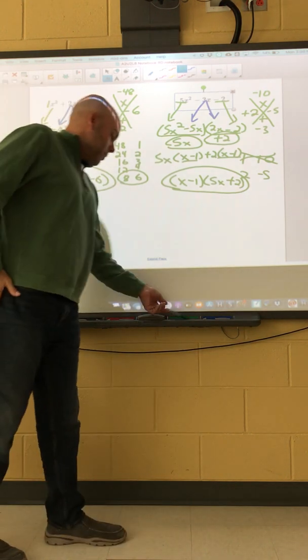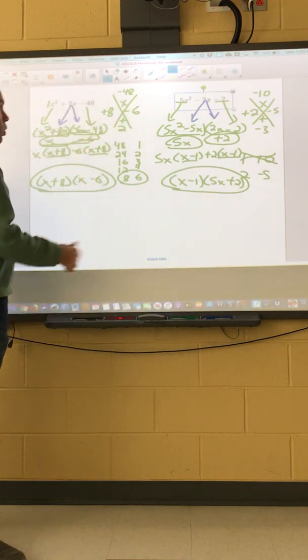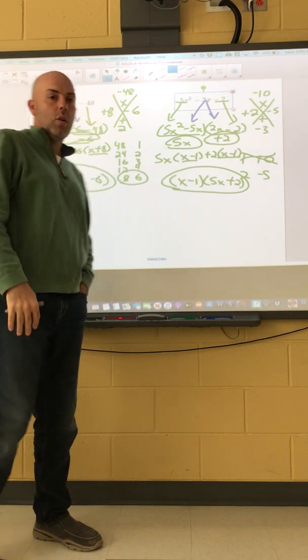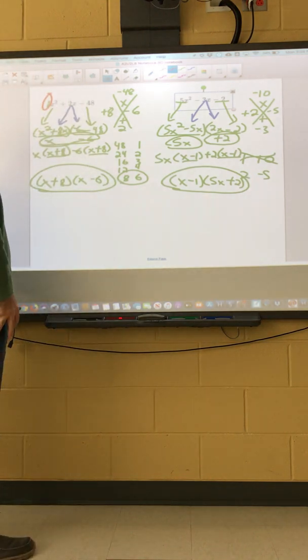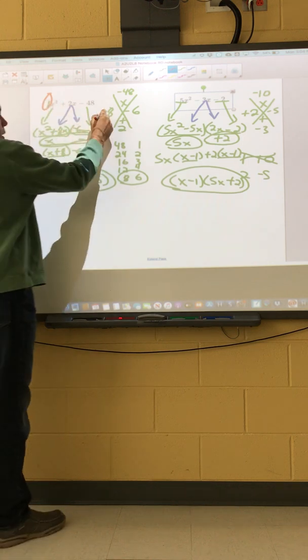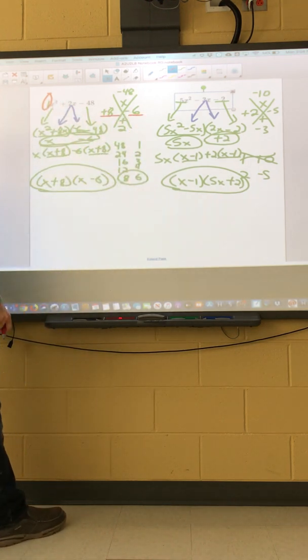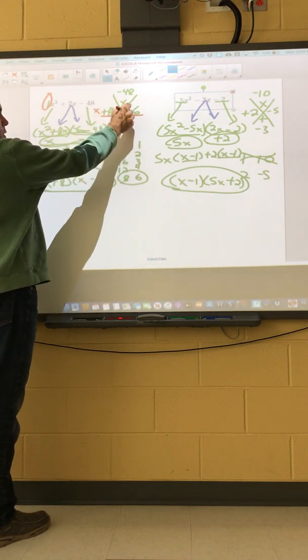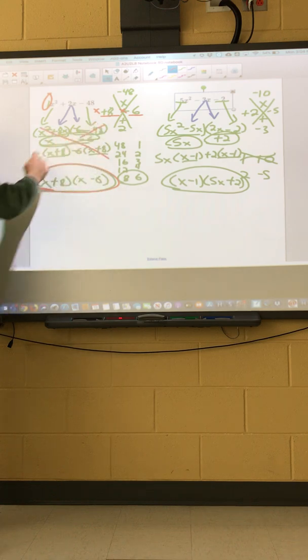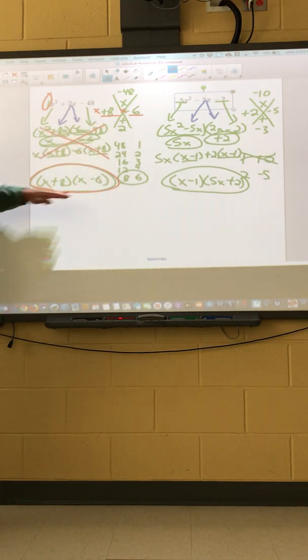Okay, now, to show the shortcut, this only works if there's a coefficient of 1 out here, meaning no coefficient at all. If you're doing this, this only works in that way. If there's no coefficient out here, once I get these terms, positive 8 and negative 6, all I do is write them with the variable. So x plus 8 and x minus 6, and that's the answer. And you can skip all of that and just get to the answer.